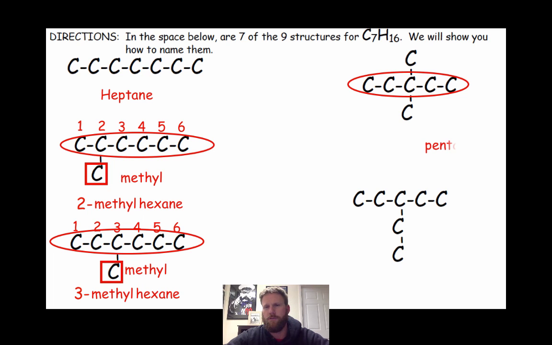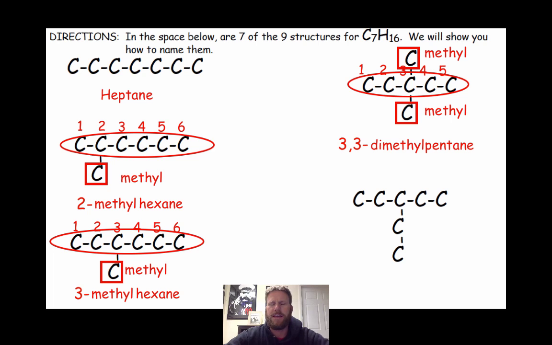Up here in the upper right, this is a 5-carbon chain. That's the longest chain you can find. A 5-carbon chain, if we look on the back of our functional group sheet, is pentane. Then we can number. In this case, it won't matter if we start left to right or right to left, because both of those branches are on the 3rd carbon, no matter which way we number it. And they happen to both be methyls. So we have 2 methyls, so we have to say dimethyl, and we have to say where those methyl groups are. They're both on the 3rd carbon, so it's 3,3-dimethylpentane.